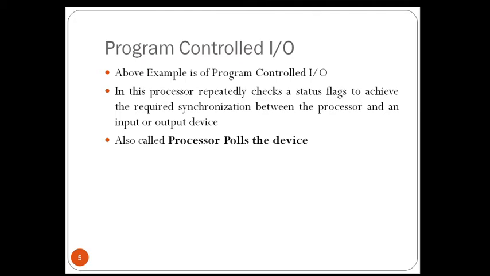There are two other mechanisms for implementing the IO operations. The first one is interrupts, the second one is direct memory access. In case of interrupts, synchronization is achieved by having the IO device send a special signal over the bus whenever it is ready for a data transfer operation.